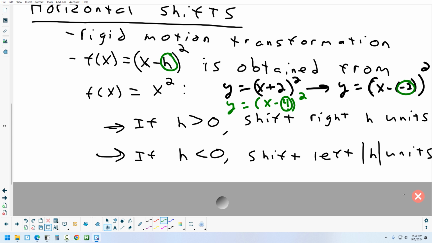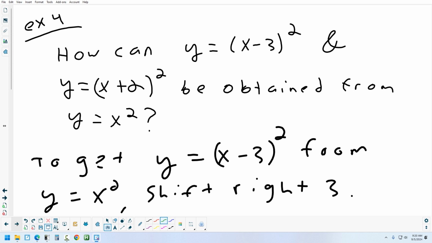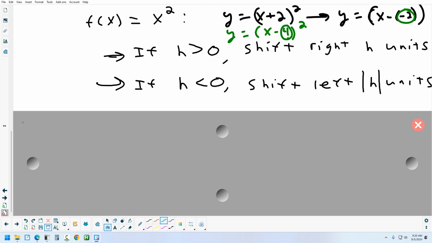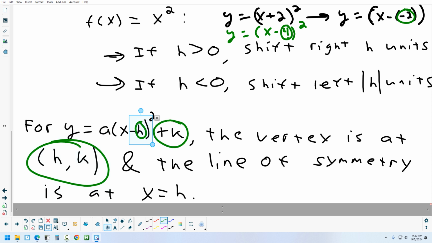So that, together with the H, represents shifting left and right. K represents shifting up and down. H and K will give you the new coordinates of the vertex. Those are the only two things you need to know to figure out what the new vertex is going to be. What is the number after the minus sign? And what's the number that you added or subtracted on the end of it?